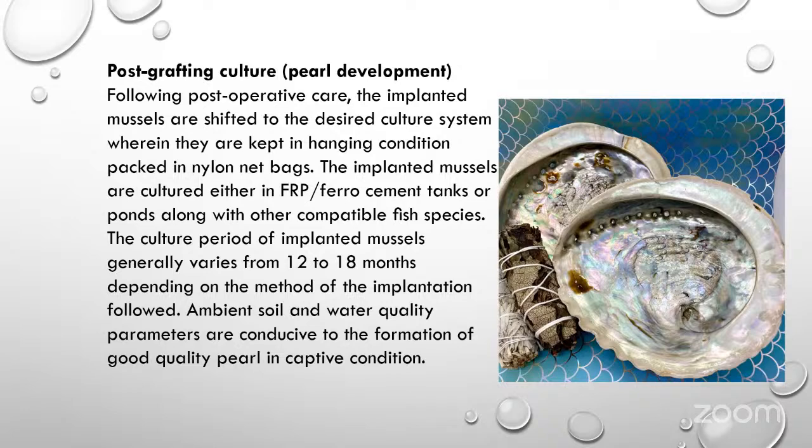The implanted mussels are cultured either in FRP or ferrocement tanks, or ponds along with other compatible fish species. The culture period of implanted mussels generally varies from 12 to 18 months, depending on the method of implantation followed. The ambient soil and water quality parameters are conducive to the formation of good quality pearl in captive condition.